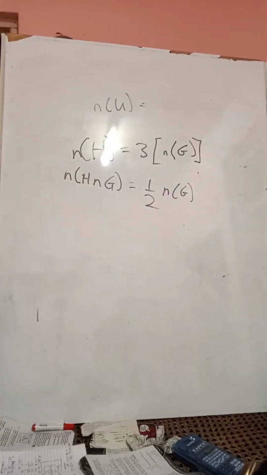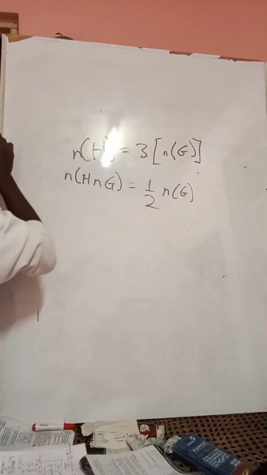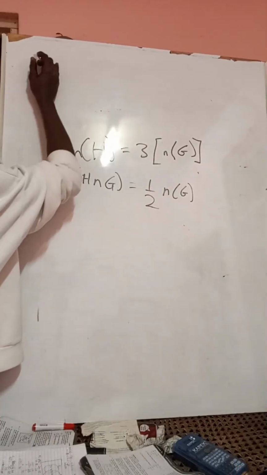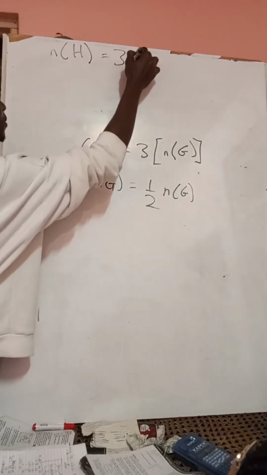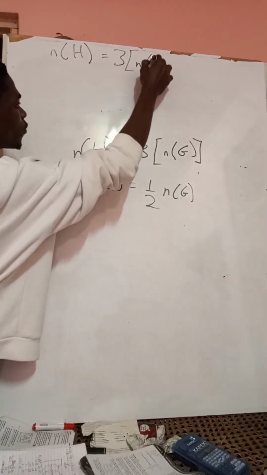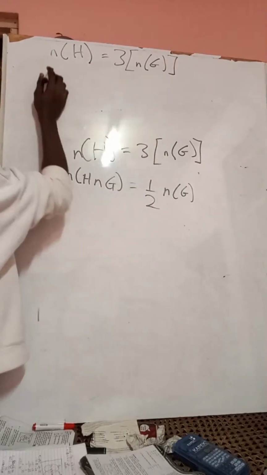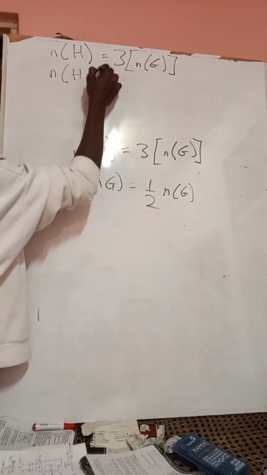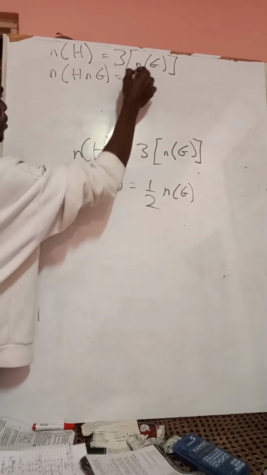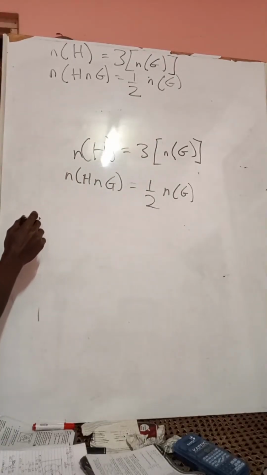So this will be the Venn diagram for it. I want to draw the Venn diagram here. Let me write this one up here. Number of H equals 3 times number of G. Then number of H intersection G equals half of number of G.